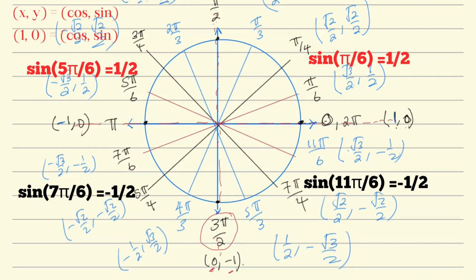In a more practical sense, if I know the value of sine pi over 6 in the first quadrant, I should be able to find the value of sine 5 pi over 6, sine 7 pi over 6, and sine 11 pi over 6. Because the sine is positive in the second quadrant, it retains the same value, half. And because the sine is negative in the fourth and in the third quadrant, that is why sine 7 pi over 6 is negative half, and sine 11 pi over 6 is also negative half.